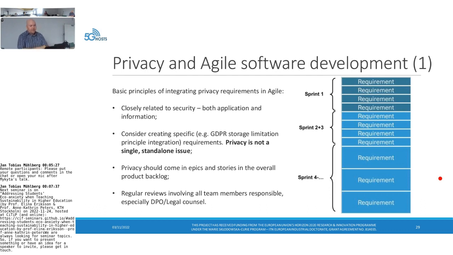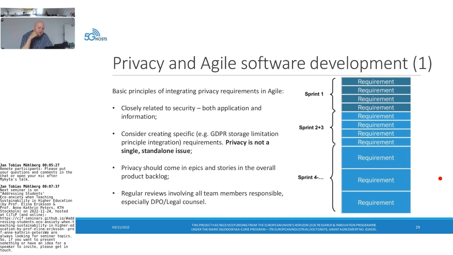How it is in Agile software development. Some basic principles of integrating privacy requirements in Agile, but it will be applicable to many software projects working on other methodologies for sure. Well, privacy is closely related to security. So application security and information security, they go hand in hand with privacy. I wouldn't say that security depends on privacy, but privacy definitely depends on security. So your security team will work closely with the DPO and your privacy experts during the SDLC process, the development of the project. Consider creating really specific requirements, in case of GDPR, such as GDPR storage limitation principle integration.